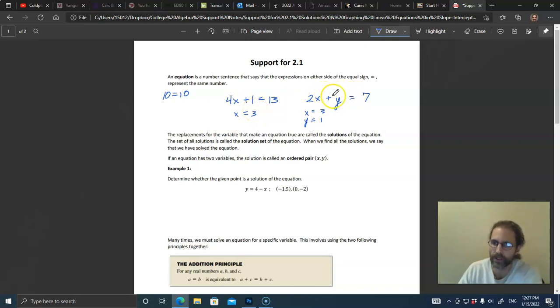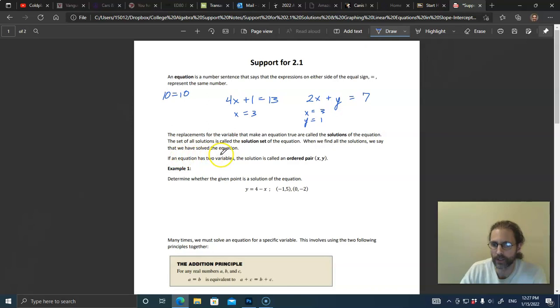Now this equation, on the other hand, has more than one solution. And by the way, a solution in this case is this pair of numbers, the 3 for x and the 1 for y. But it turns out there are other values for x and y that would make this true as well. So the solution set for this equation would consist of more than just one of these ordered pairs. It says when we find all the solutions, we say that we've solved the equation.